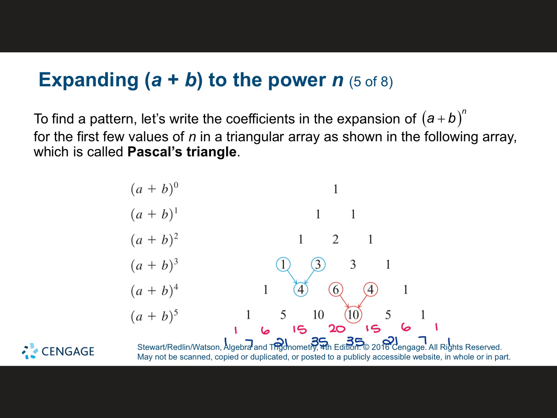If you were to keep going with the sixth power, you'd have 1, 6, 15, 20, 15, 6, and 1, and so on. Then the last row is just the seventh power. So that's 1, 7, 21, 35, 35, 21, 7, and 1.